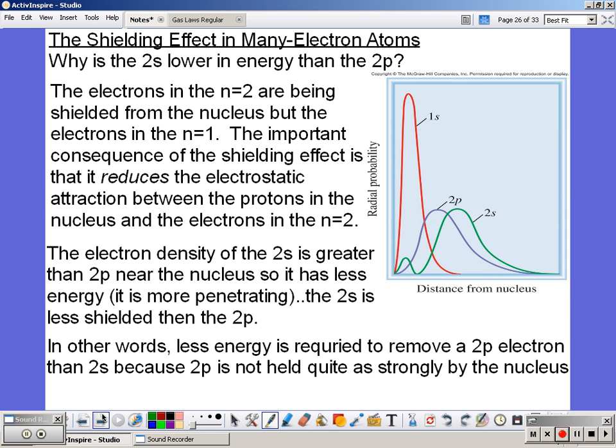So if you look at the diagrams of the 2p, we actually see that it squeezes in close to the nucleus. So the idea is that your electrons are probably not near the nucleus, whereas the 2s could be near the nucleus. So in other words, less energy is required to remove electrons from the 2p than the 2s, because 2p is not quite held as strongly by the nucleus. That electrostatic attraction isn't as strong.